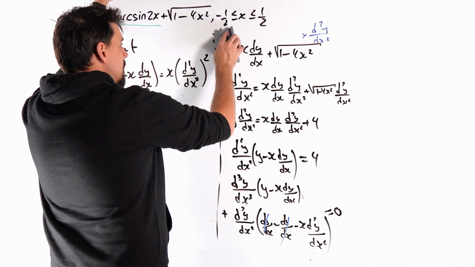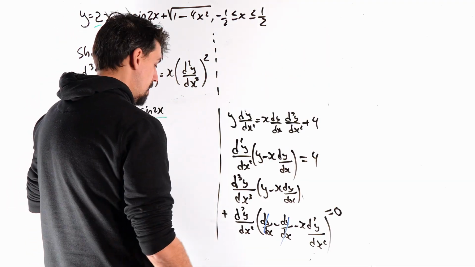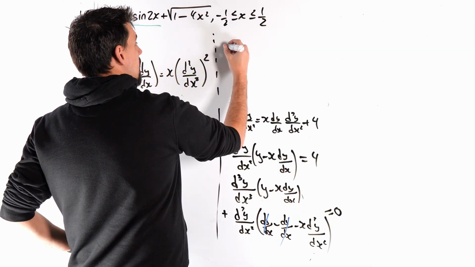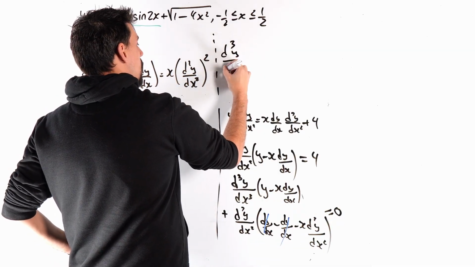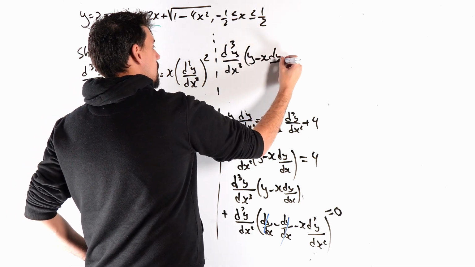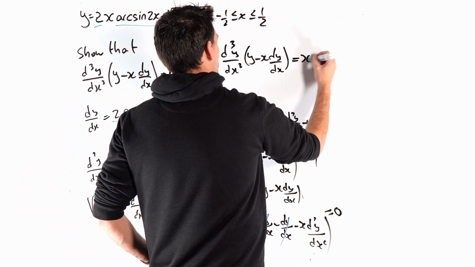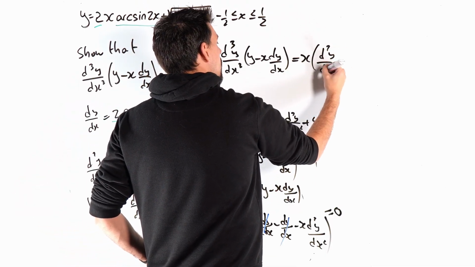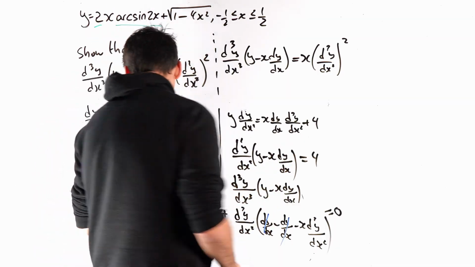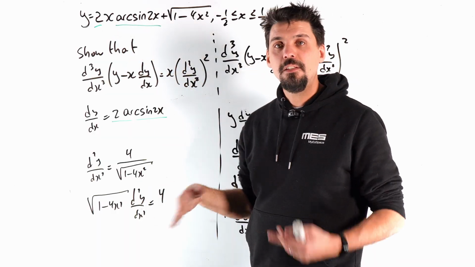Right, so let's finish this off. We are pretty much there. Because what can I do? Well, all I need to do is move that term over to the right-hand side, and I get my result of d3y dx cubed times y minus x dy dx is equal to x times d2y dx squared.